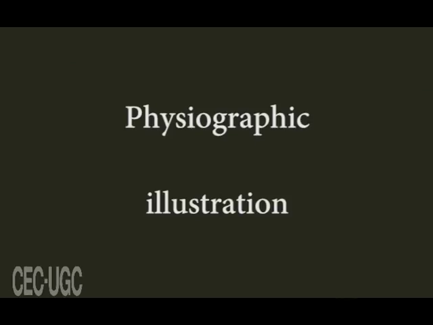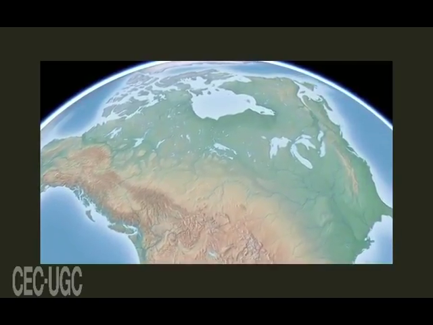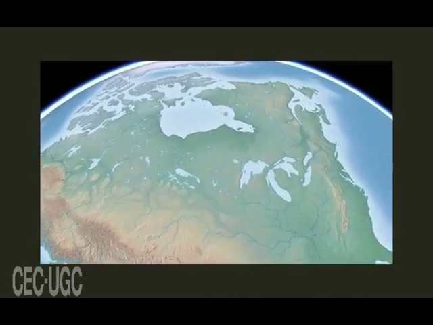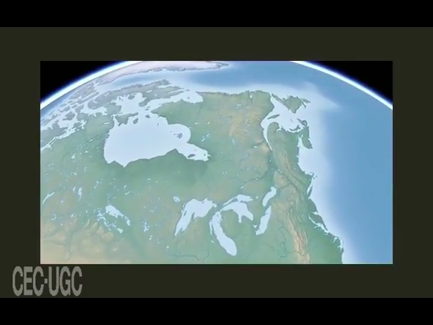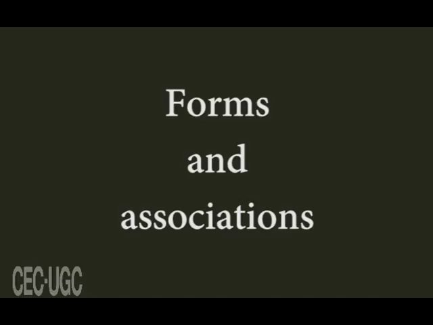The next method of relief representation is the physiographic illustration. This technique was pioneered by Hungarian American cartographer Erwin Raisz. This technique uses generalized texture to imitate landform shapes over a large area. A combination of hill profile and shaded relief has been adopted, and this style of relief representation is useful in illustrating geomorphological patterns. And the last method of relief representation is called forms and associations.